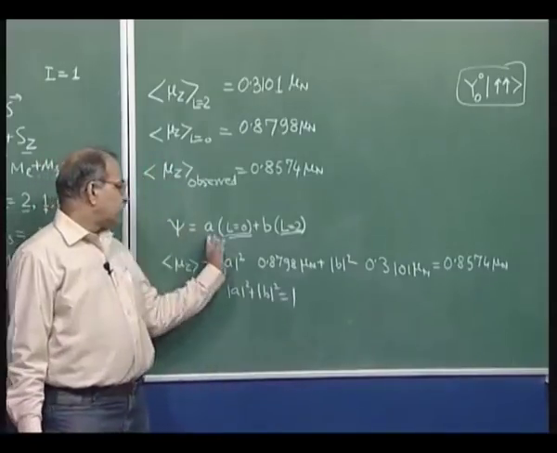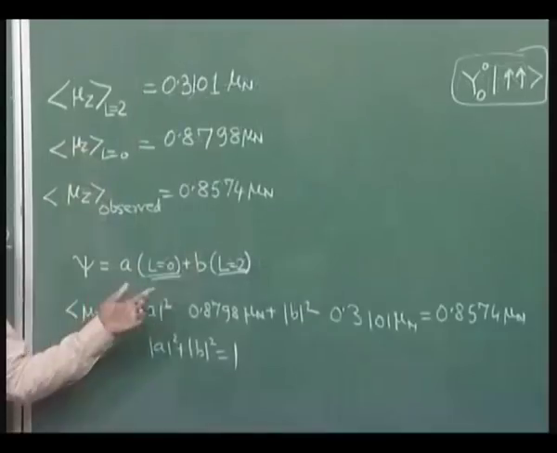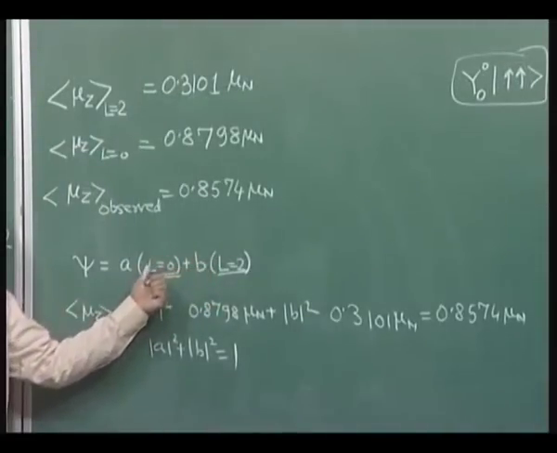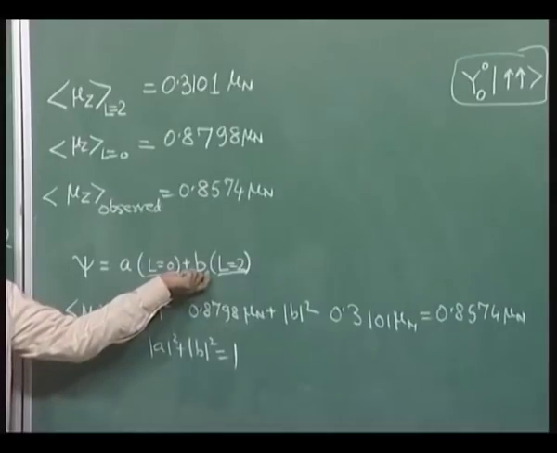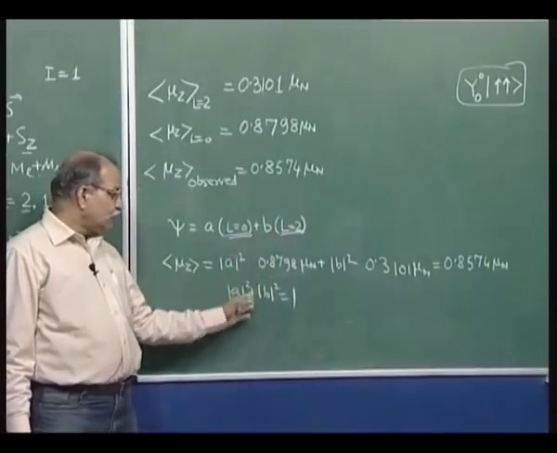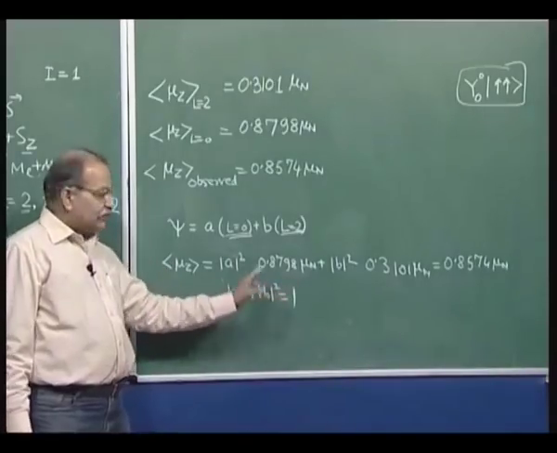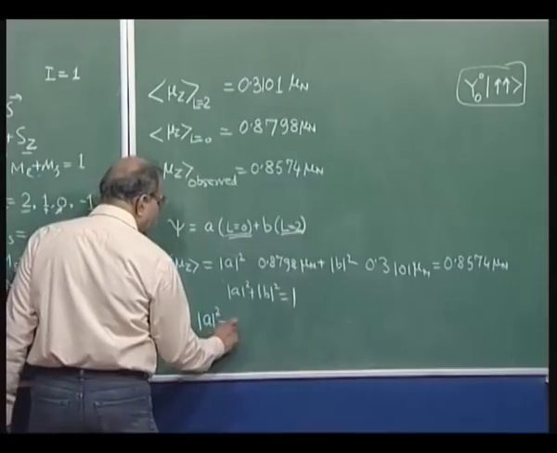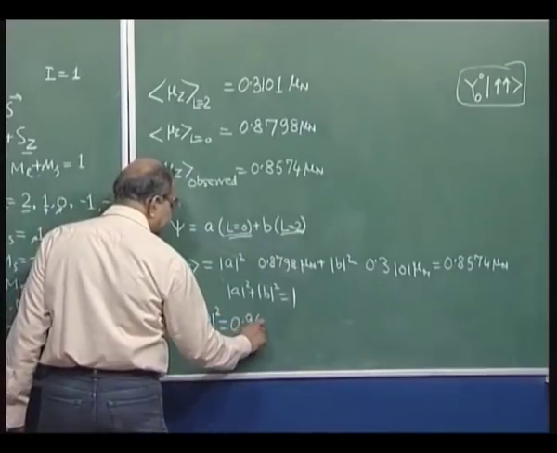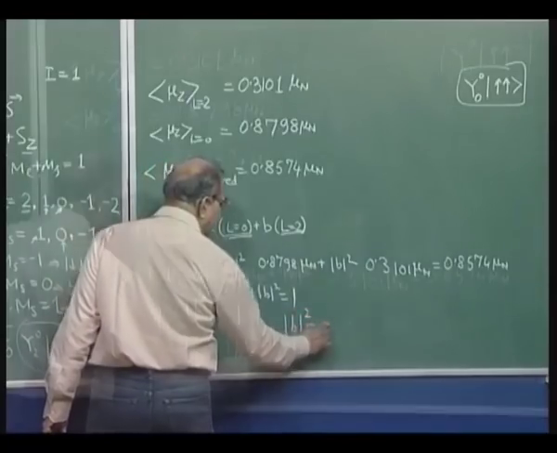If I am writing the wave function in this fashion, it has to be normalized, and these two are separately normalized. So, A square plus B square should be 1. With these two you can calculate how much is A square and how much is B square. When you do that, you find that A square is almost 0.96, and B square is 0.04.